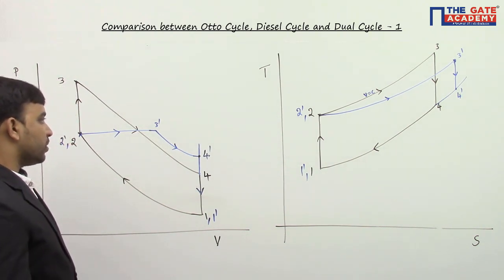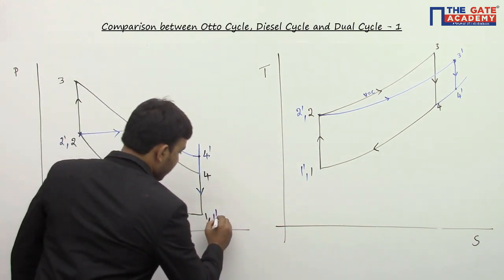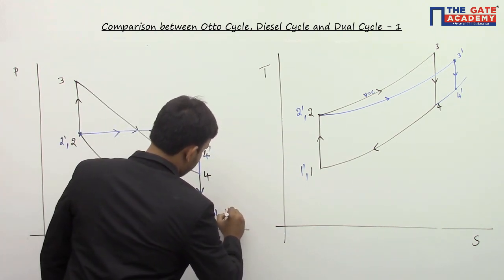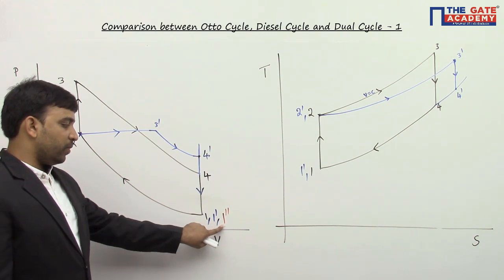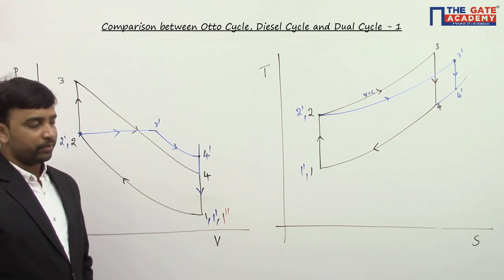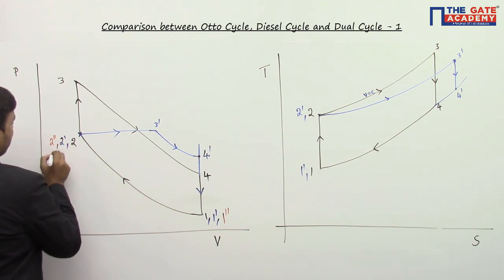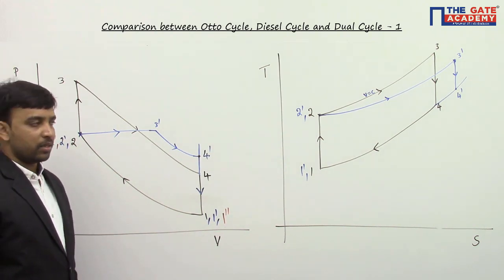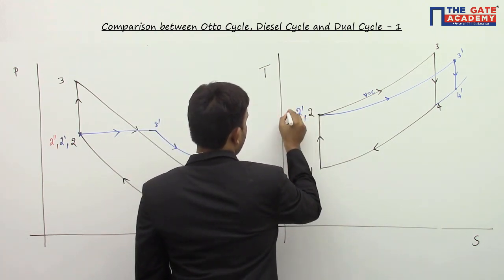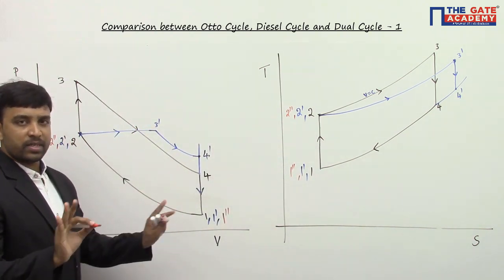Now in the same diagram, if I try to draw the dual cycle for the same compression ratio, the inlet conditions will depend on the atmospheric conditions. Atmospheric conditions are remaining the same, therefore the inlet condition for dual cycle will also remain the same. Therefore, state 1 double dash will be the same as 1 dash, and that's the same as 1. I go for compression process. Since it's for the same compression ratio, 2 dash, 2 and 2 double dash will be coinciding. So this is for the same compression ratio.